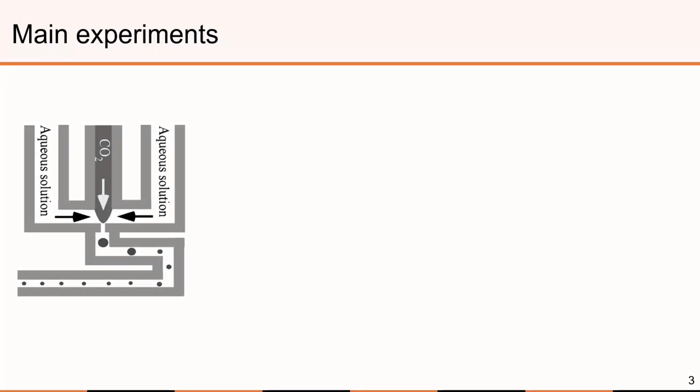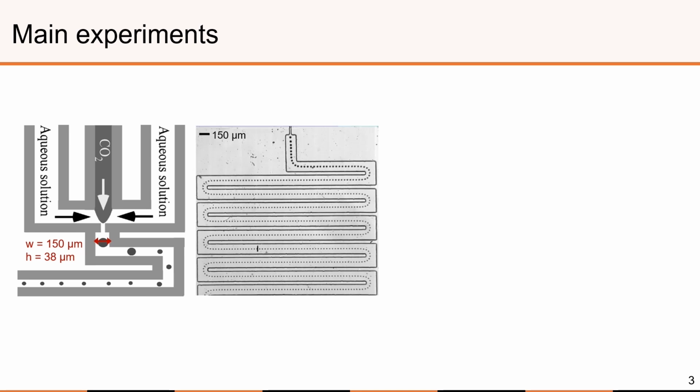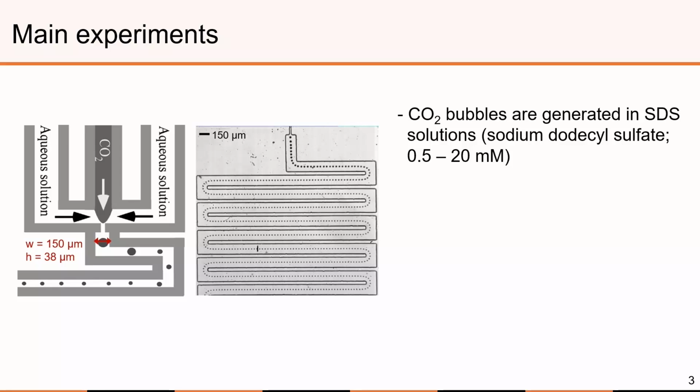In the main experiments, a serpentine microfluidic channel with a width of 150 micrometers and a height of 38 micrometers is used. By adjusting the gas pressure and liquid flow rate, we obtain a steady flow of CO2 bubbles that move downstream along with the surrounding surfactant solutions. We varied the concentration of sodium dodecyl sulfate, SDS, from 0.5 to 20 millimolar. For all experiments, the initial bubble radius was about 15 micrometers.